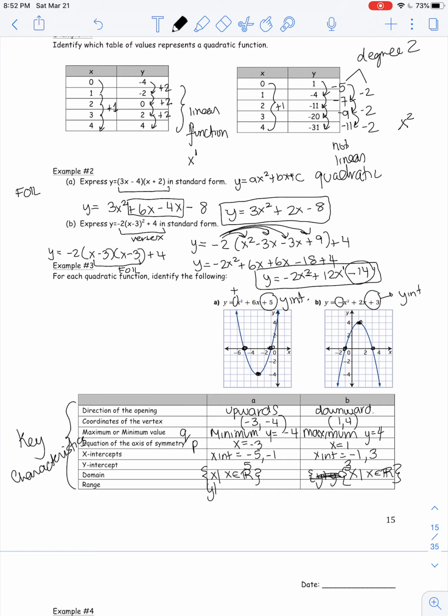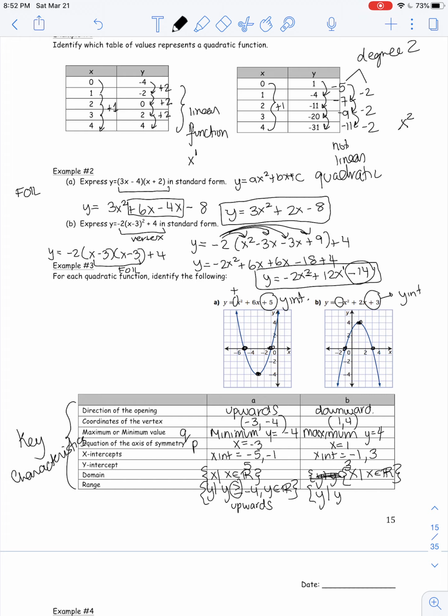For the range, I would say y such that y is greater than or equal to -4, y element of R. So whenever you see that it's an upward facing graph, you should always have it being y is greater than or equal to. And then you would use the minimum value that we found above for what we're saying it's greater than.